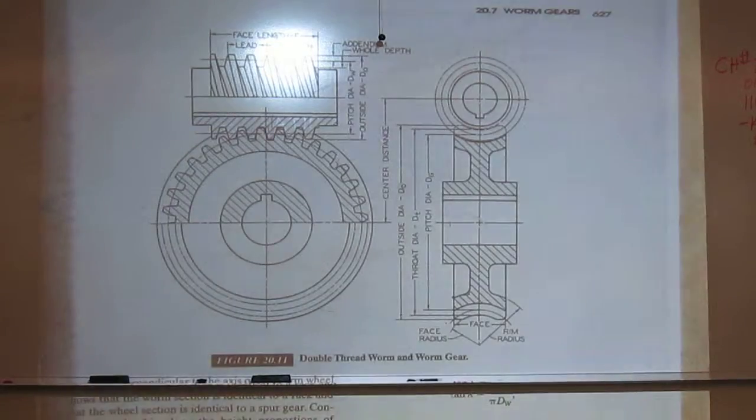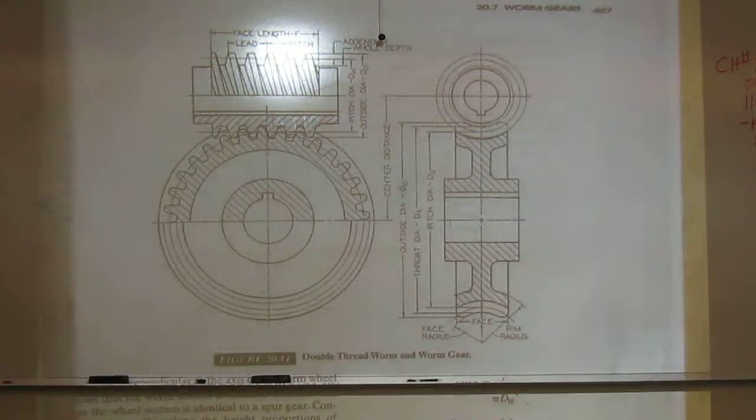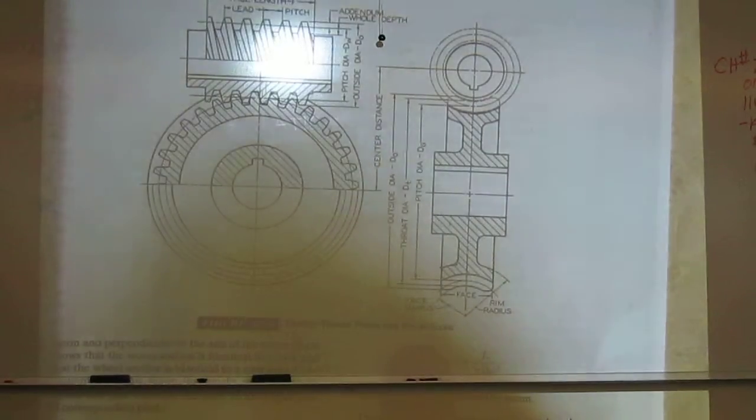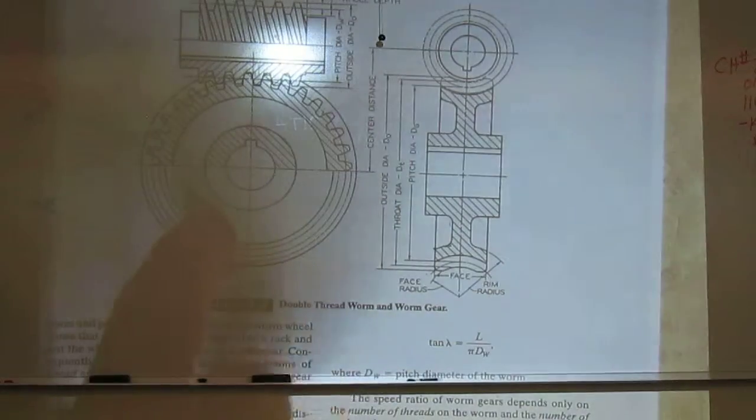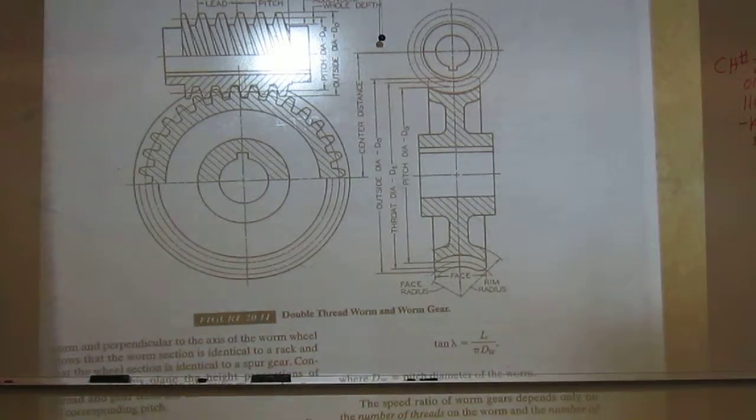Another question, Reggie, that said worm and worm gear, you said spur and worm. This one says worm and worm. This is spur and worm. This is double thread worm and worm gear. Well, I'm not sure which one they're talking about, but that's a mistake. It's a spur and a worm. Okay. It's a spur and a worm.